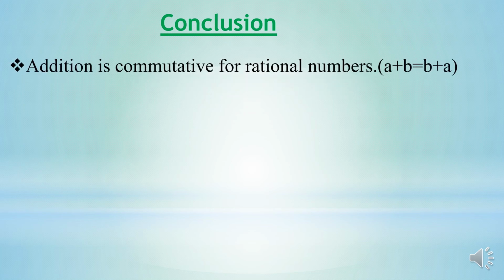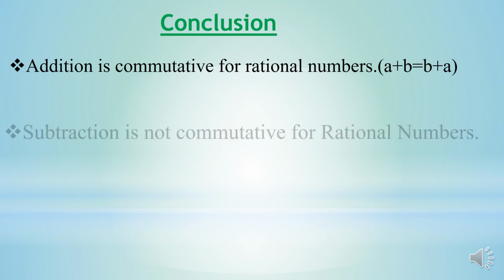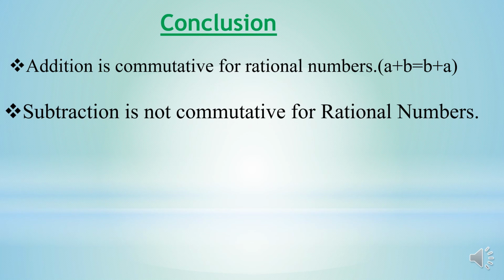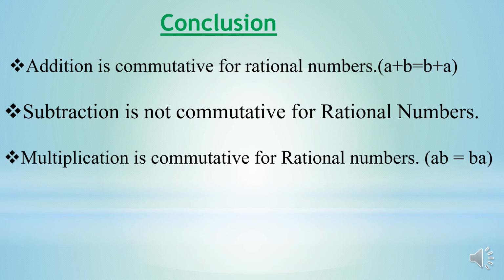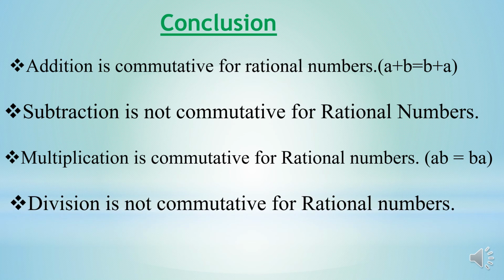So now children, we can conclude that addition is commutative for rational numbers. In general, it can be represented as a plus b is equal to b plus a. Subtraction is not commutative for rational numbers. Multiplication is commutative for rational numbers. In general, it can be represented as ab is equal to ba. Division is not commutative for rational numbers.